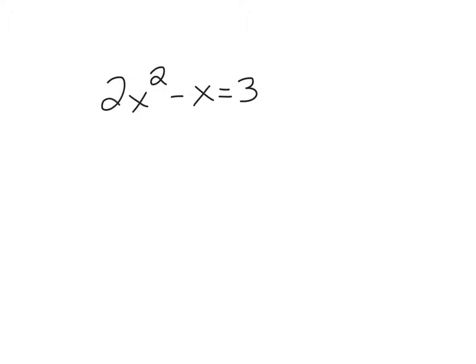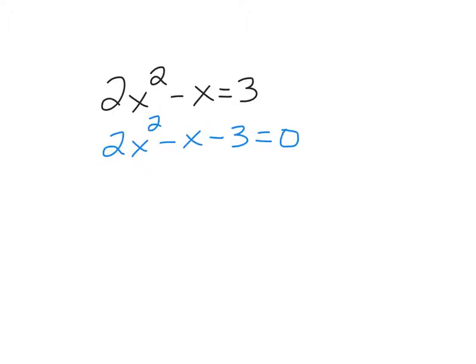Up to now, all the quadratic equations we've talked about have only had a coefficient of 1 in front of the x squared. This one has a 2, but it works exactly the same way. The first thing I have to do is make the right-hand side equal to 0. So if I subtract 3 from both sides, I'm going to have 2x squared subtract x subtract 3 is equal to 0.